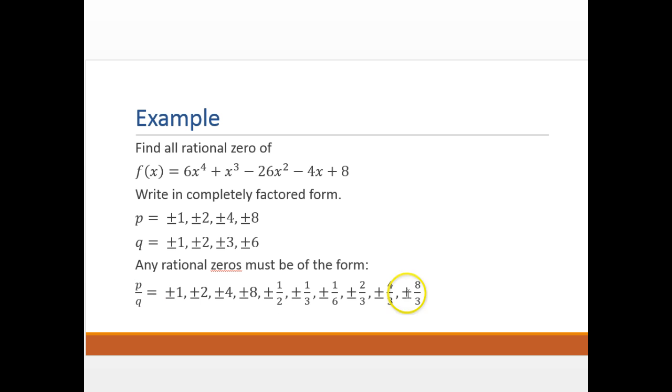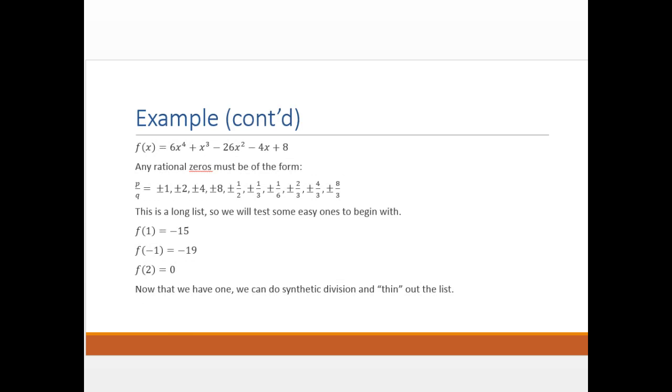So here's a list of all my potential rational zeros. That's a lot to account for. We have 1, 2, 3, 4, 5, 6, 7, 8, 9, 10, and double that, we end up with 20. That's still too many we want to check, so let's start seeing what we can do. This is a long list.